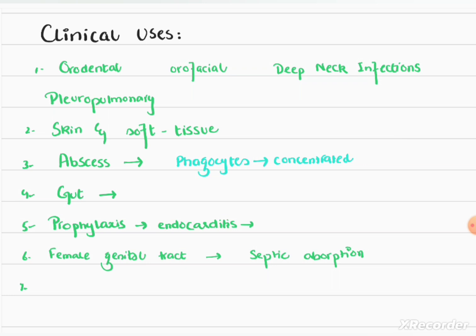Apart from all these conditions, clindamycin can be used for the treatment of toxoplasmosis, because it has activity against toxoplasma, but it is used in combination with other drugs. It is not used as a lone drug. It also has an activity against PCP, which is a pneumonia caused by a fungus, Pneumocystis, and it is used in combination with other drugs. It is also used in the treatment of malaria along with other drugs.